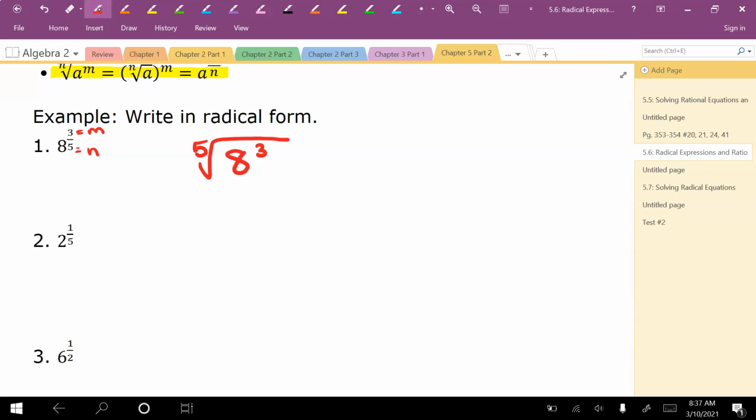Okay, for number 2, you should have had something that looked like this: the fifth root of 2. And for number 3, you should have had just the square root of 6.